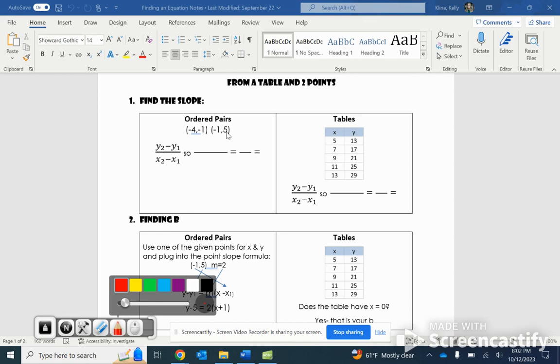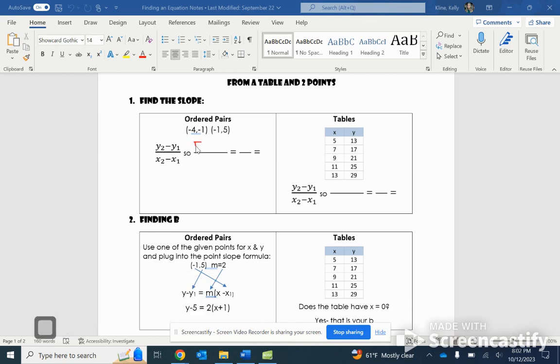So again, is your y, so a 5 minus your other y, which is a -1, over a -1 minus your other x, which is a -4. And when you put this in your calculator, you should get a 6 over a 3 because this is like -1 plus 4. Sorry for my handwriting, which is a 2.